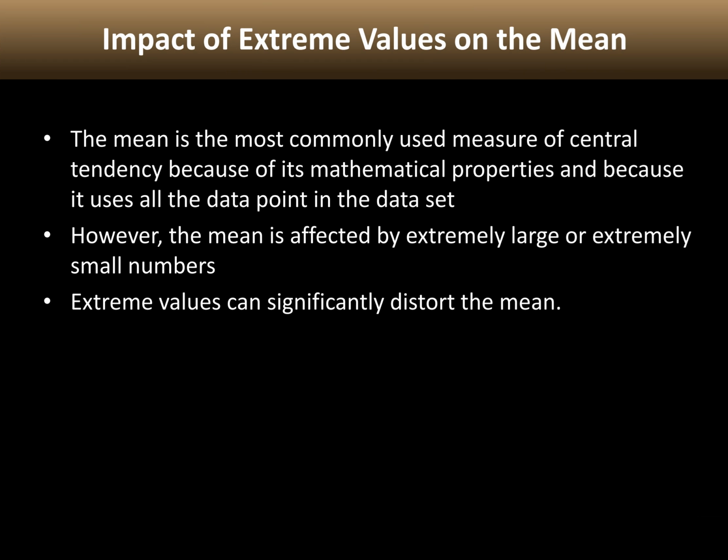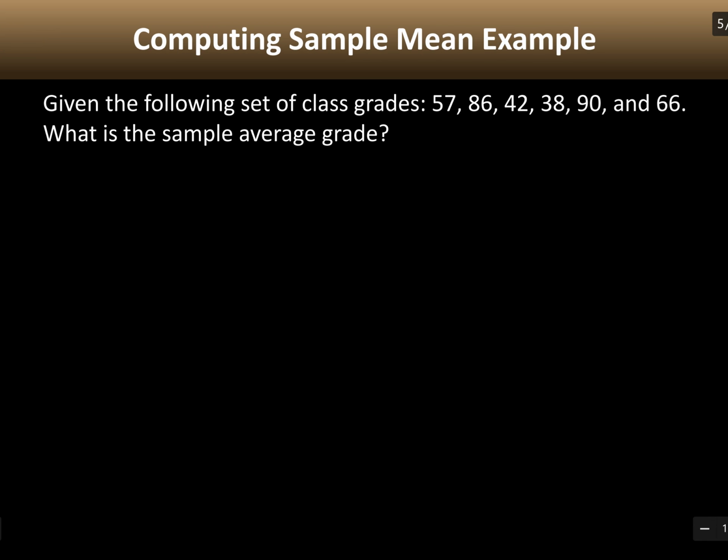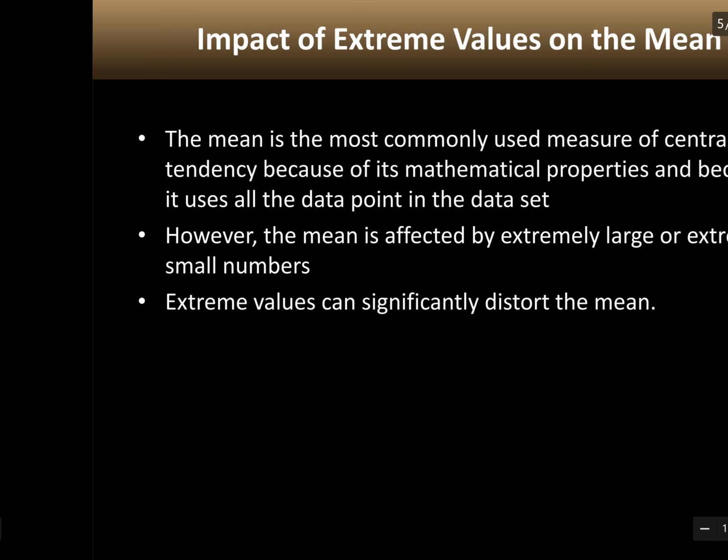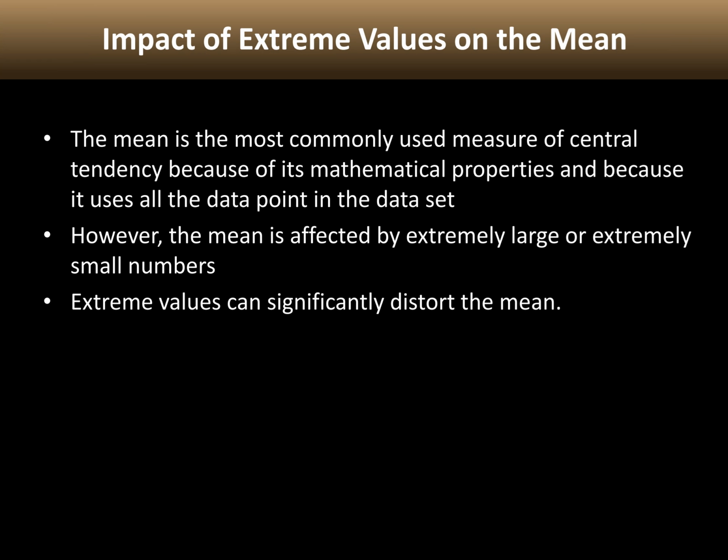The impact of extreme values on the mean: if we have a very large number in our data set or a very small number, those numbers will significantly distort the mean. So let's say, for example, here we had, instead of the value 42 or even 38, if we replaced one of those with 0, that obviously would decrease this sample average value. Likewise, if we change, say, the 66 to 100, then that would significantly increase the average, right? So these extreme values, whether they be large or small, will significantly distort the mean.